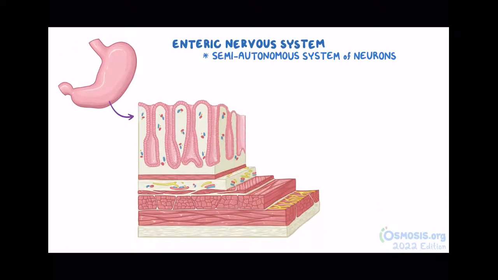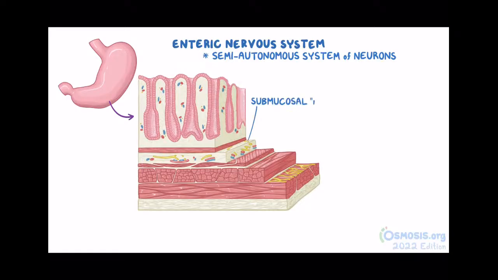Now, as we mentioned earlier, the enteric nervous system is sometimes considered a third subdivision of the autonomic nervous system. The enteric nervous system is a semi-autonomous system of neurons that make up the majority of 2 nerve plexuses within the wall of the GI tract. The submucosal, or Meissner's plexus, which is located within the submucosa, and the myenteric, or Auerbach's plexus, which is found between the circular and longitudinal layers of the muscularis externa.